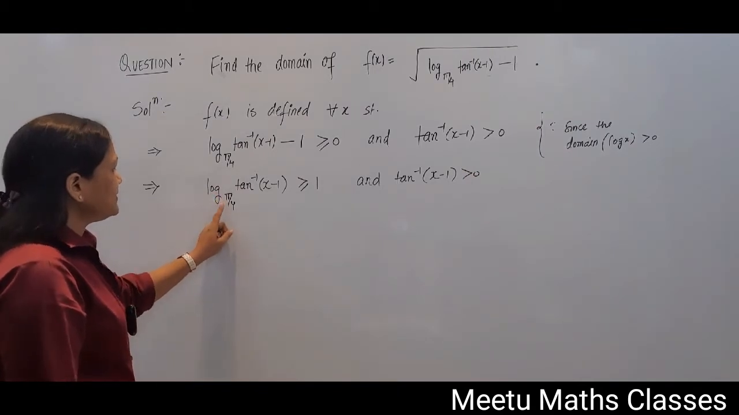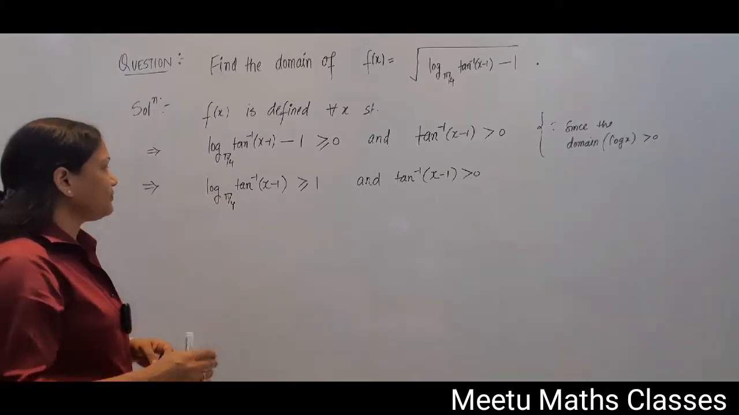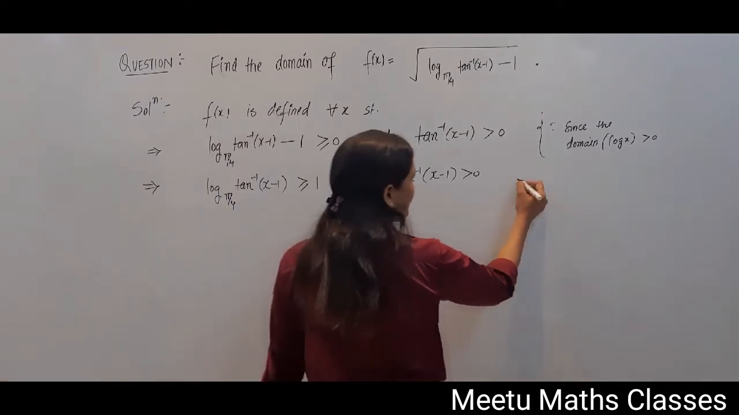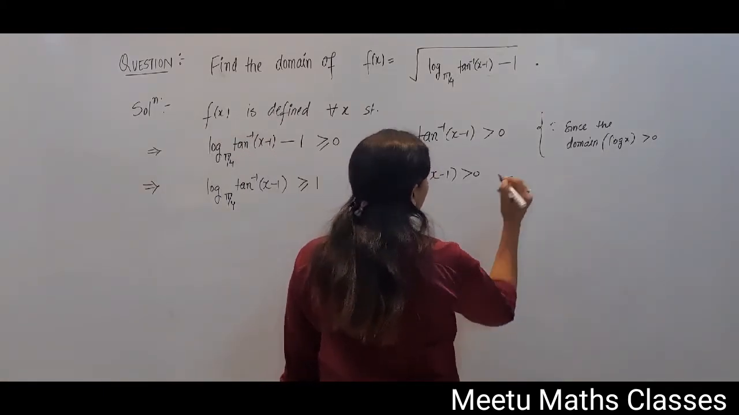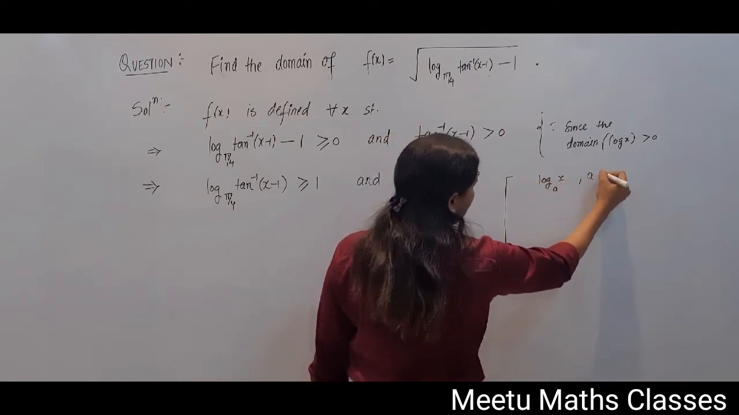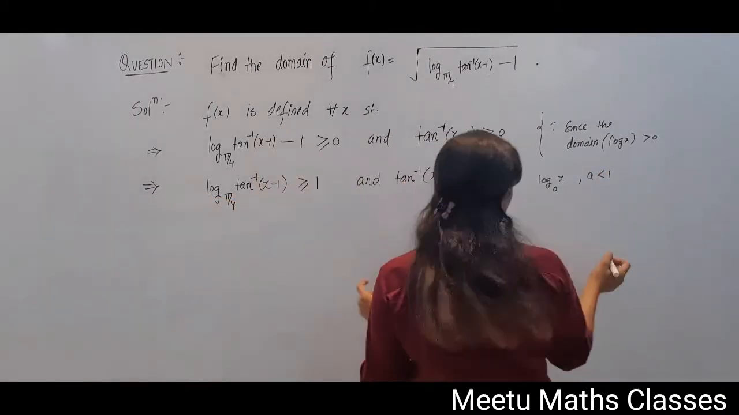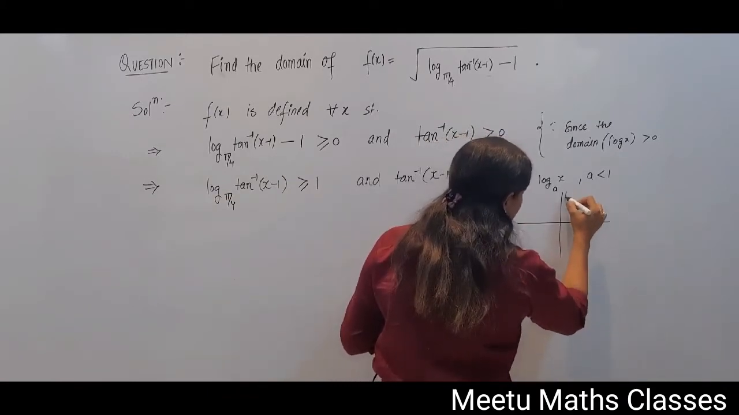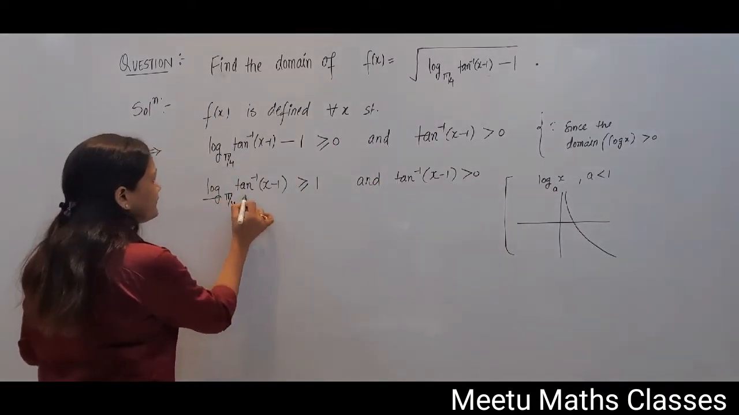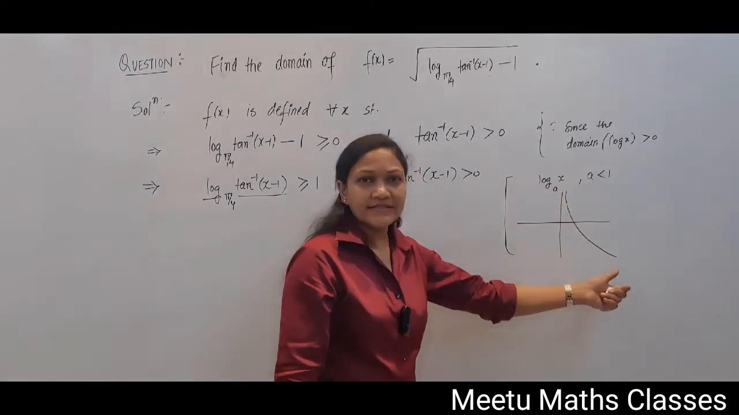Now, what is the numerical value of pi by 4? Pi is 3.14 and 3.14 divided by 4 is less than 1. Now, the log function log x with base a, where a is strictly less than 1, is a decreasing function. Log of something with base a where a is strictly less than 1 is a decreasing function.